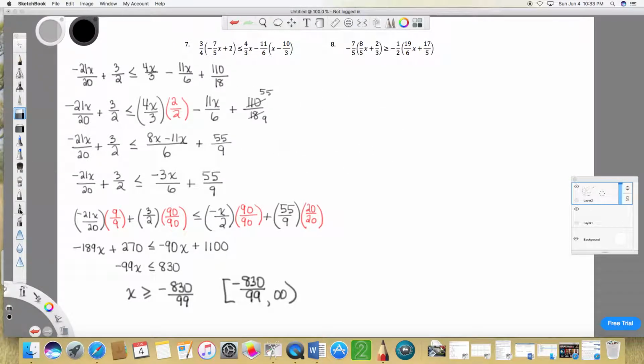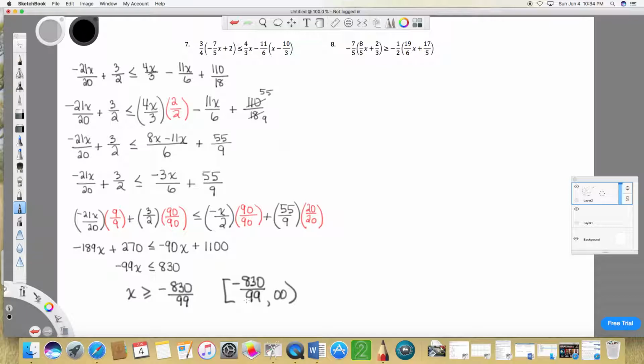Then I just multiplied by the number 1 in each term and did it in such a way that I would get 180 as a denominator. I multiplied both sides of this equation by positive 180, and that cleared all the denominators. Then I was just careful when I was multiplying. I used my calculator. Negative 21x times 9, I got negative 189x. 3 times 90, 270. 55 times 20, 1,100. And then collected the x's on the left-hand side and the constants on the right-hand side. And when I divided both sides by negative 99, I had to change the direction of the inequality. And then I wrote my final answer using interval notation.